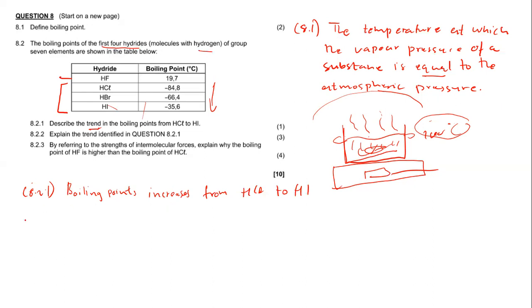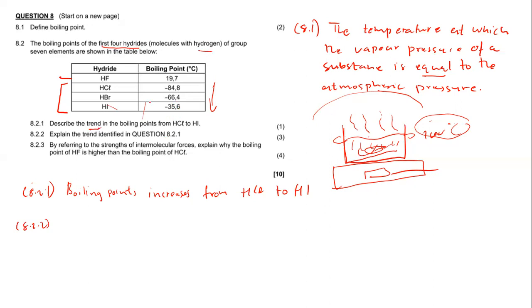Now, 8.2.2. It says to us, explain the trend. Now we are explaining, we are not describing, right? Explain the trend identified in question number 8.2.1. So you're going to explain why the boiling point is increasing. We said the boiling point is increasing, which is true. But now we're going to explain why it is increasing.